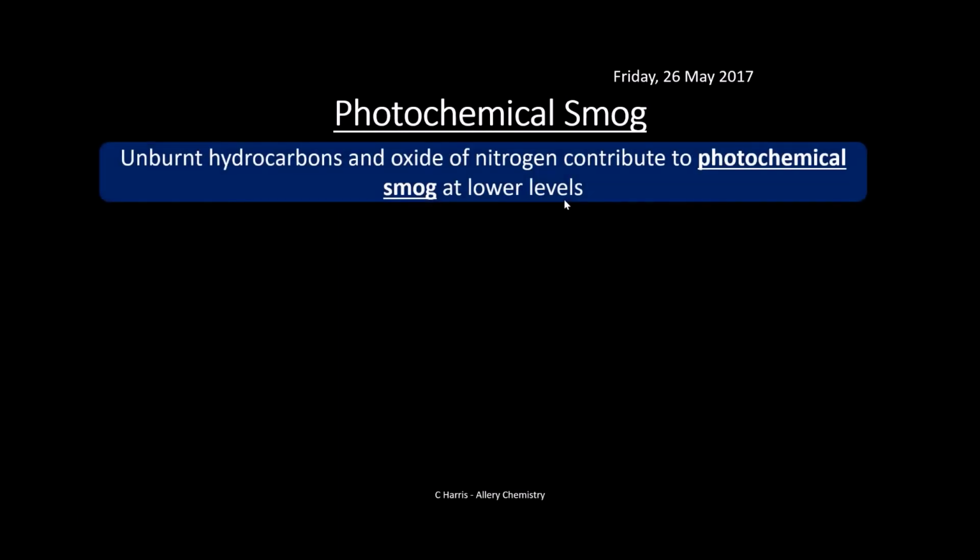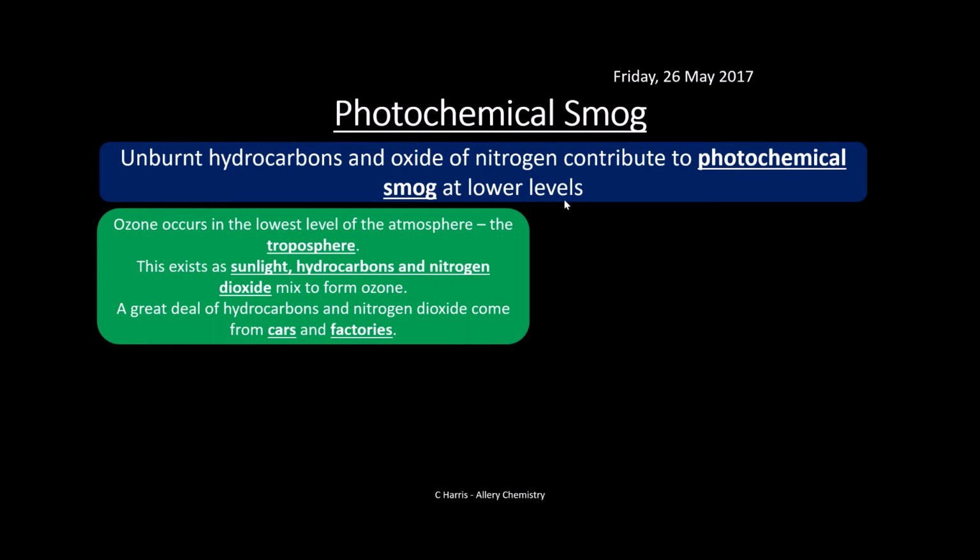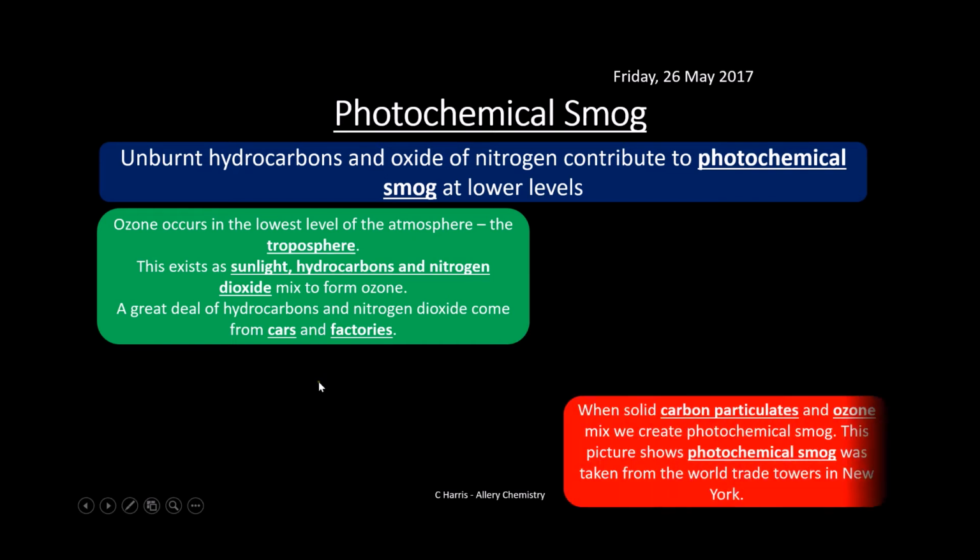Okay, so photochemical smog. Unburnt hydrocarbons and oxides of nitrogen contribute to photochemical smog, particularly at lower levels. Ozone occurs in the lowest level of the atmosphere, which we call the troposphere. It forms as sunlight, hydrocarbons and nitrogen dioxide mix. Now ozone is really useful in the upper atmosphere because it absorbs ultraviolet radiation, but it's no good at lower levels, and pollution is creating higher levels of ozone in the troposphere. A great deal of hydrocarbons and nitrogen dioxides come from cars and factories.